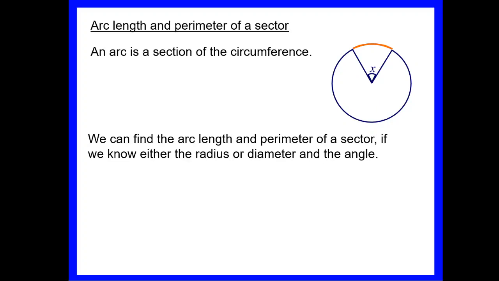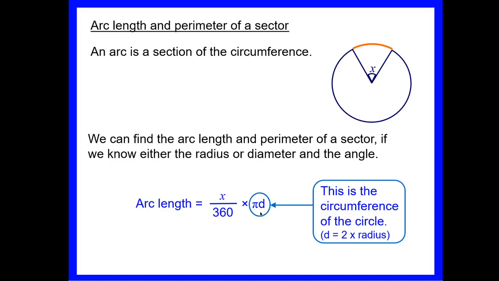So we can find the arc length and perimeter of a sector if we know the radius or the diameter and the angle. So our arc length, then the formula for our arc length is, again, x out of 360. So it's the fraction of the circle we want, but this time we're multiplying that by the circumference of the circle, because we want to know what fraction of the circumference we require. So pi d, remember, is the circumference of the circle, and the diameter d is 2 lots of the radius. Make sure you write that down before you move on.